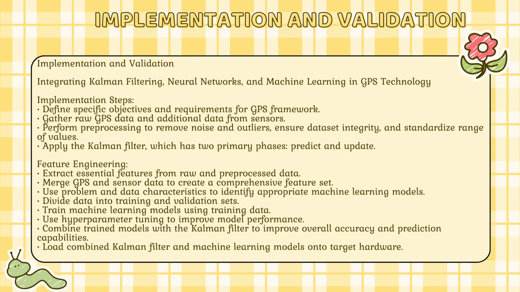Data preprocessing ensures data integrity and temporal alignment, while the Kalman filter is applied for initial state estimation. The Kalman filter is established before integrating neural networks and machine learning. Feature engineering is done by extracting essential features from raw and pre-processed data, merging GPS and sensor data, and identifying appropriate machine learning models. The trained models are combined with the Kalman filter to improve overall accuracy and prediction capabilities. The combined Kalman filter and machine learning model are loaded onto the target hardware for efficient computing resources and real-time performance.